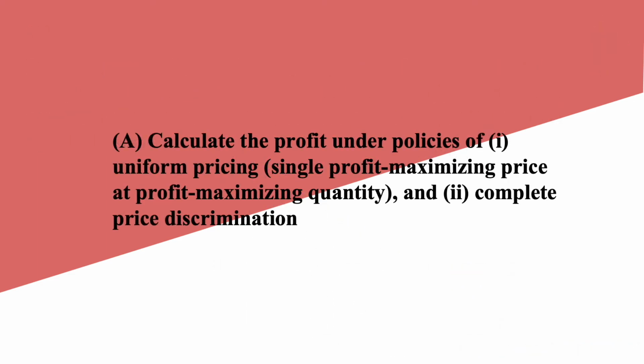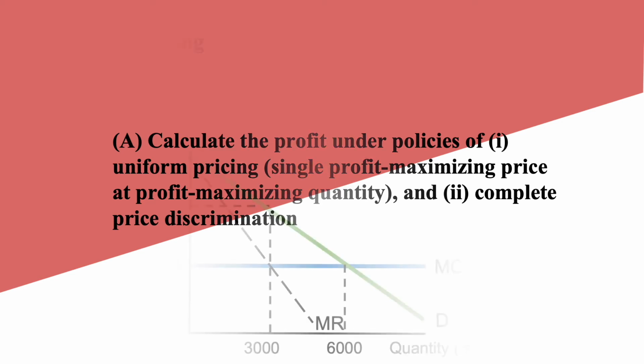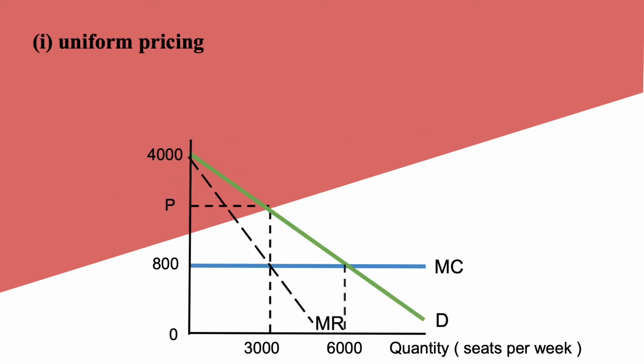A. Calculate the profit under policies of first, uniform pricing, single profit maximizing price at profit maximizing quantity, and second, complete price discrimination. This first one, uniform pricing. Under this system, the profit maximizing quantity is where marginal revenue equals marginal cost. Referring to the figure, at that point, the quantity is equal to 3,000.